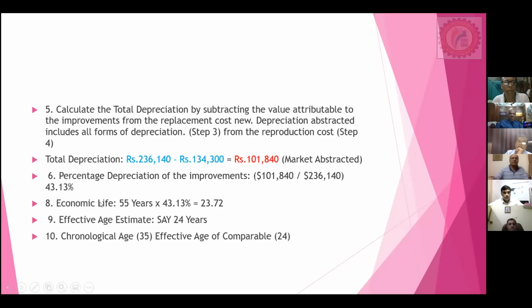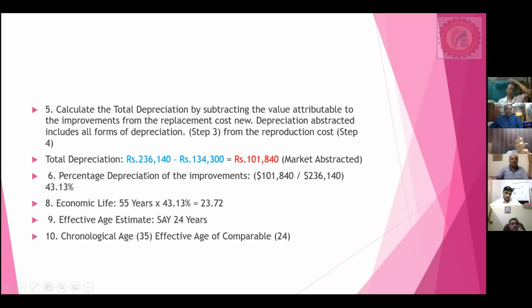Now the total economic life is 55 years. So 55 years will be the total life of the building. Total life of the building into 43.13. Now I have got 23.72. Now you round it off to 24. See, that will be the effective age of that building.